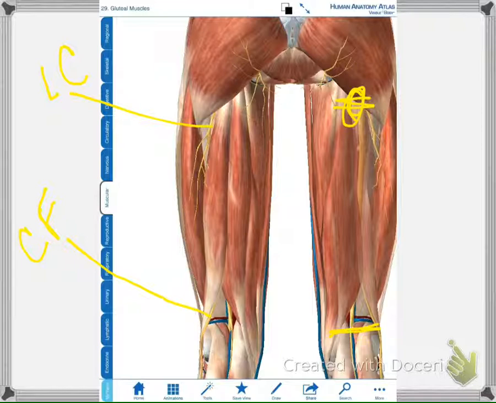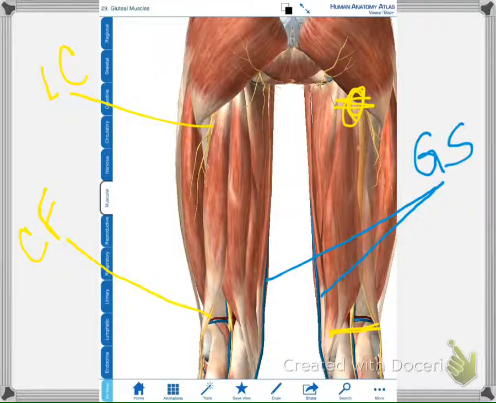Now, let's go ahead and point out this vascular structure right here. This is our great saphenous vein. You can see it on both sides. Emptying into the popliteal vein of the popliteal fossa is our small saphenous, sometimes referred to as lesser saphenous.